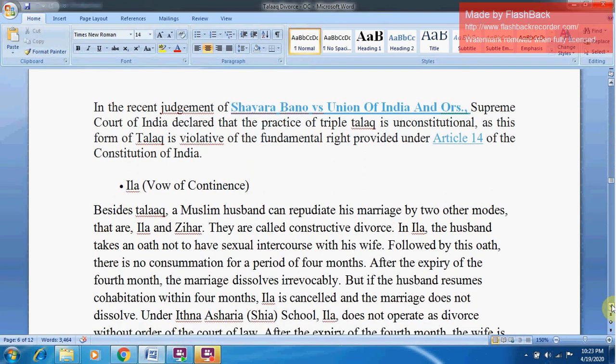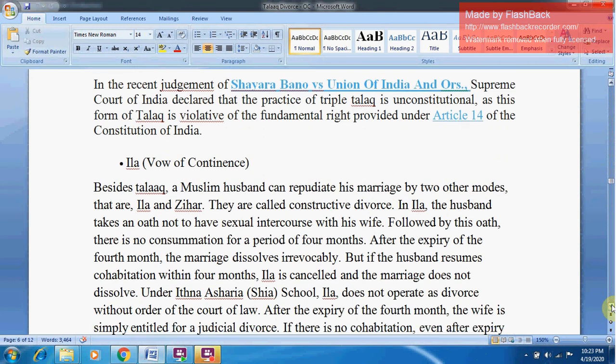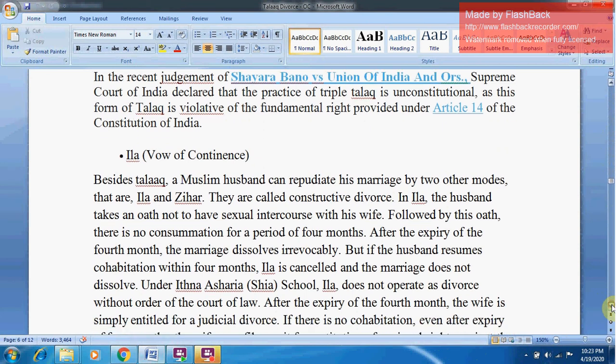Next, vow of continence. Besides talaq, a Muslim husband can repudiate his marriage by 2 other modes. These are ila and zihar. Again, we are discussing only the husband's side. From the husband's side, number 1 is talaq, number 2 is ila, number 3 is zihar. We completed talaq, which is divided into two forms, talaqul sunnat and talaqul biddat. Talaqul sunnat is divided into two again, and regarding talaqul biddat, we saw that it is also sinful and it is unconstitutional.